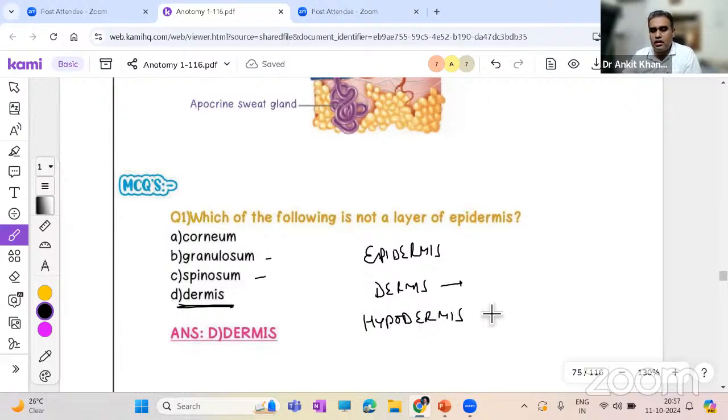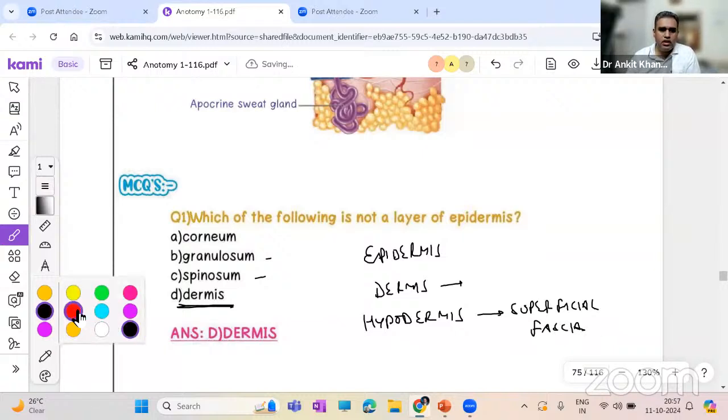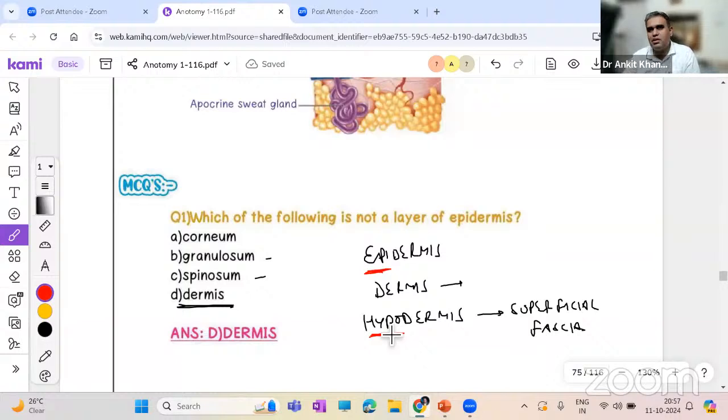Why I'm telling you this, I will let you know. Hypodermis is actually a part of superficial fascia. Now see, can you correlate it? Epidermis, hypodermis. We did it in the general embryology: epiblast, hypoblast. Epi means above, hypo means below. So correlate epiblast and hypoblast from your general embryology lecture and apply it over here. Hypodermis is just a superficial fascia.